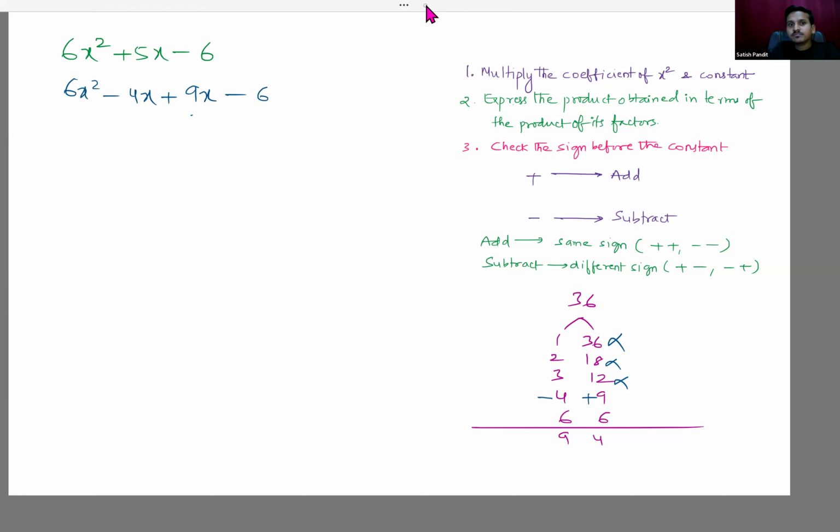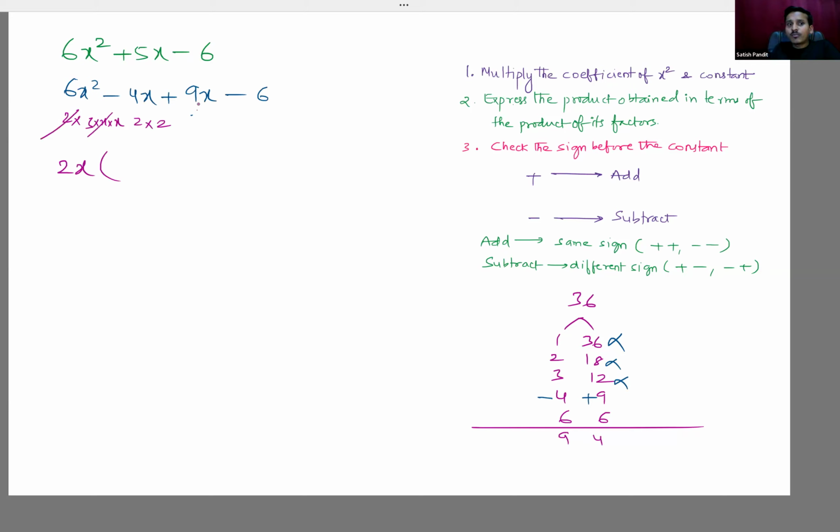Okay. We take common from the first two. See, in the first two, 6 I can write as 2 into 3, and 4 I can write as 2 into 2. That means in both these terms, 2 is common, and x is also common. So 2x is common. What is left? 6x square, I can write as 2 into 3 into x into x, right?